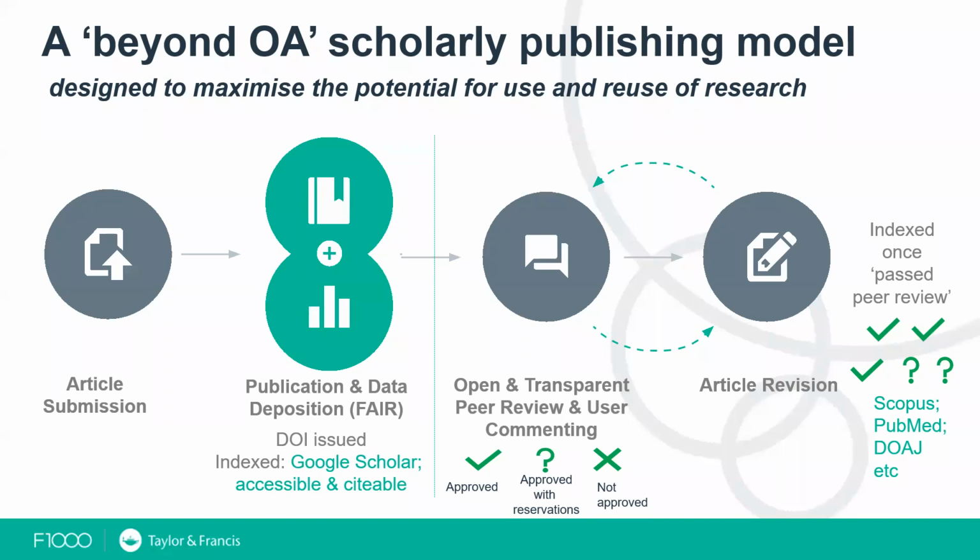Now, the published article is clearly marked as awaiting peer review, but it will already be assigned a DOI, which is a digital object identifier, and it is immediately available to the wider community to be read and cited, and is also indexed in Google Scholar. Now, after the publication, the peer review stage is initiated.